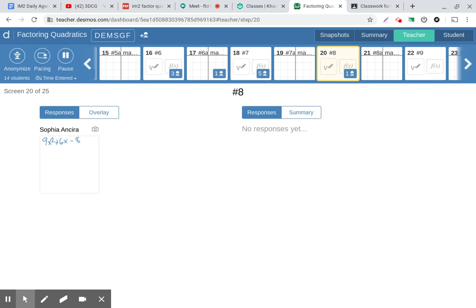Good job, Sophia. So you're on number 8. So you want to multiply 9 and negative 8. And so that's going to be negative 72. So that's it. The two numbers have to multiply to negative 72. So I want to write that somewhere. Now, they have to add up to 6. They got to add up to 6. So what two numbers multiply to 72, but somehow add up to 6? That means one of them is going to be positive and one of them is going to be negative.